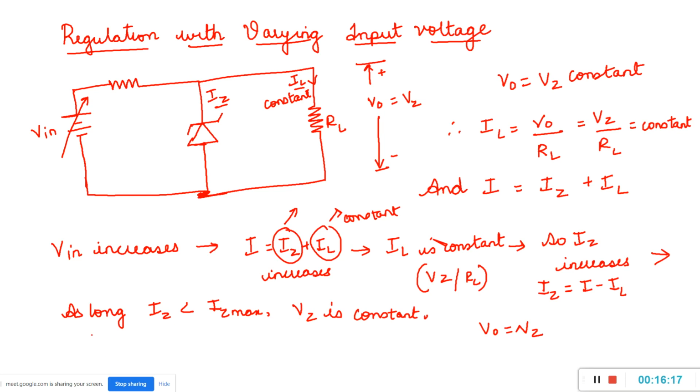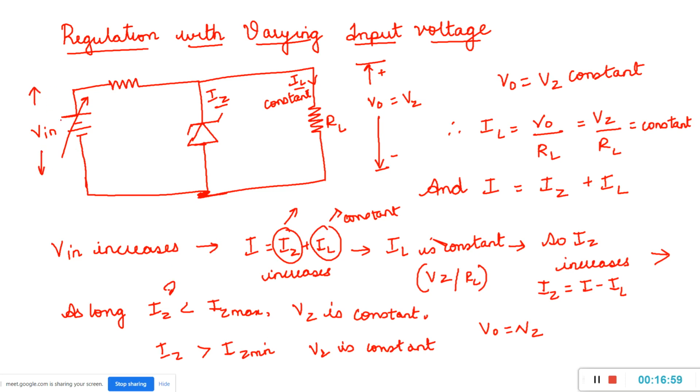Similarly, whenever the input voltage decreases, I also decreases. But IL is constant, so Iz decreases. As long as Iz is greater than Iz minimum current, we get Vz constant. So we have two conditions: either the input voltage can increase or it can decrease.